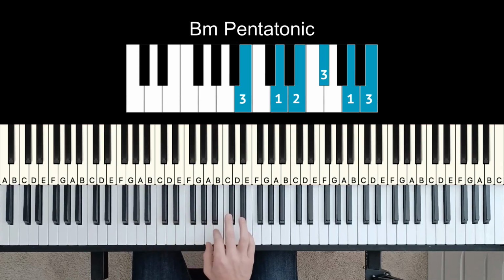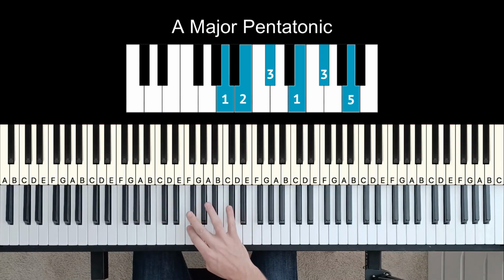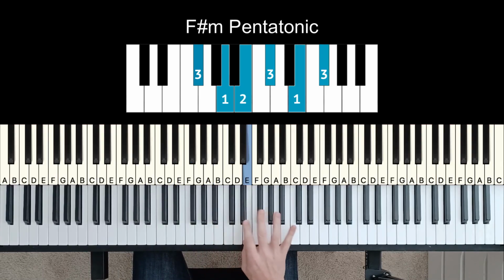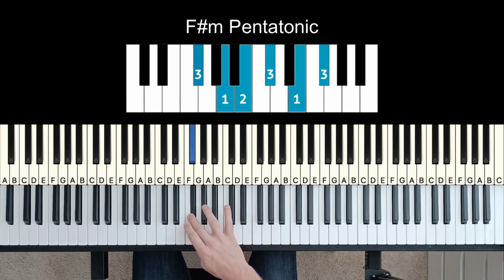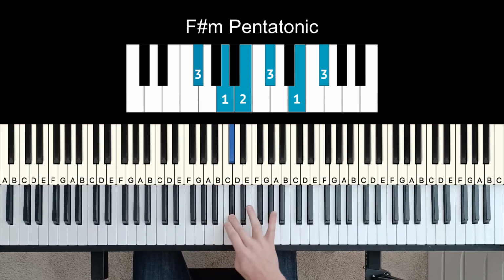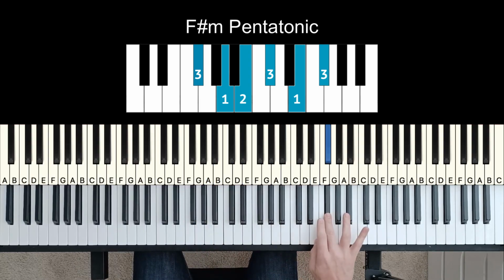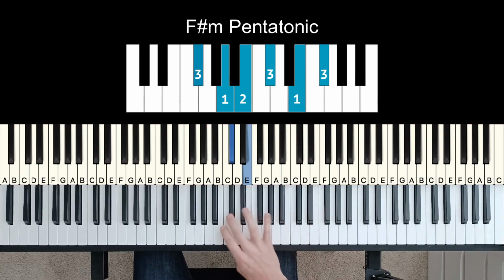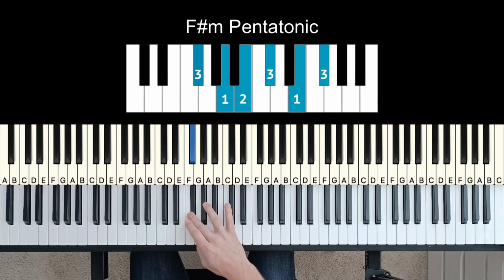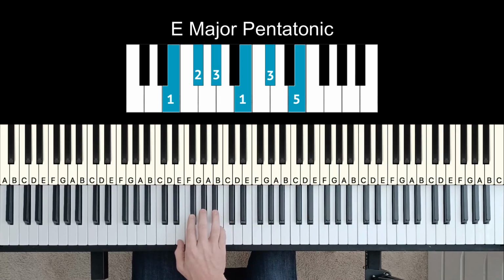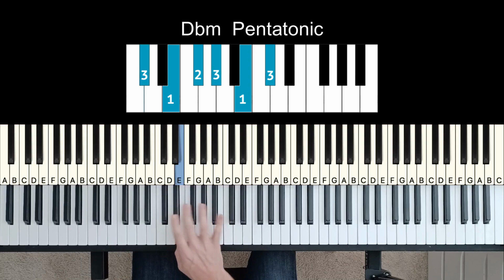And then I move to A and find my relative minor, which is F sharp, octaves. And then I move to E and find my relative minor, which is D flat. And then go 2 octaves.